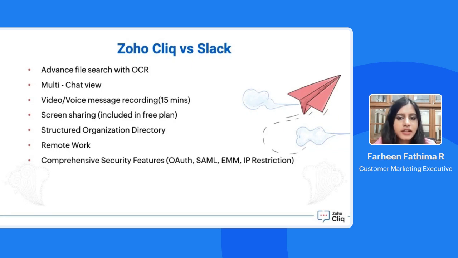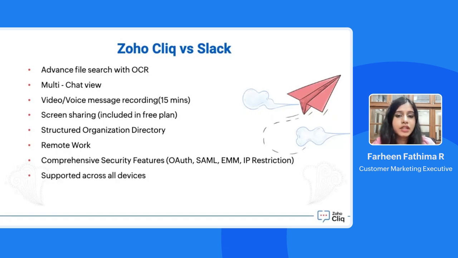Zoho Cliq prioritizes security and privacy with a range of features, including OAuth and SAML based sign in for secure authentication, enterprise mobility management for device management, and IP restriction to restrict users from accessing Zoho Cliq from unauthorized networks, and other security measures to safeguard user data.